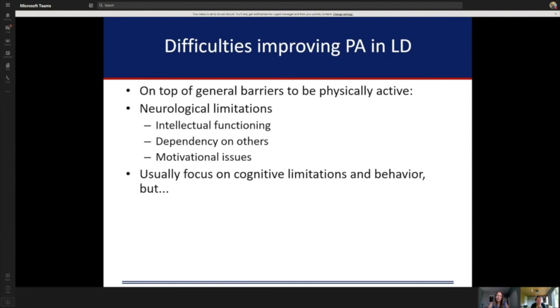So usually the focus based on those issues is on cognitive limitations and behavior, on changing behavior, on exercise interventions that focus on how to regulate behavior or make it less complicated, and that's good, and we all need that. But there's also a physiology side to that, and I kind of want to give a little bit more information about that. So there's frequent complaints of fatigue, that activities are too hard or too difficult.